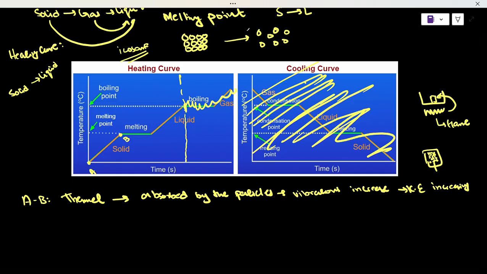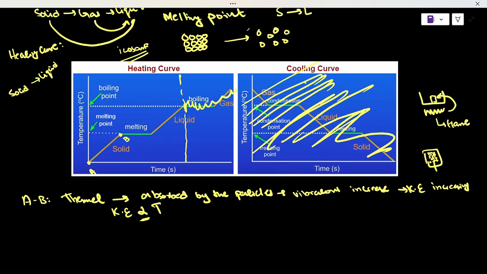And now this is important, because kinetic energy has a direct relationship with one thing, and we call that thing temperature. This here is a sign for direct relationship. Kinetic energy is directly proportional to temperature. What that means is that if kinetic energy increases, the temperature is also going to increase. If kinetic energy decreases, the temperature is also going to decrease.